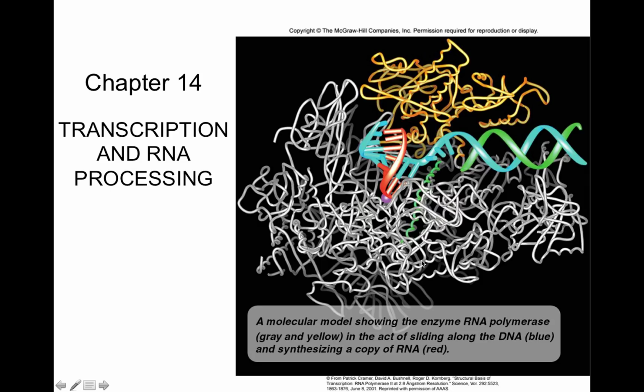Right here is a diagram of RNA polymerase, and you notice that the squiggly lines here in gray and yellow are the protein component of the polymerase, which grabs onto DNA, breaks the double helix, and then copies one strand of the DNA into RNA in red. In all the diagrams in this capture, the RNA is going to be red.